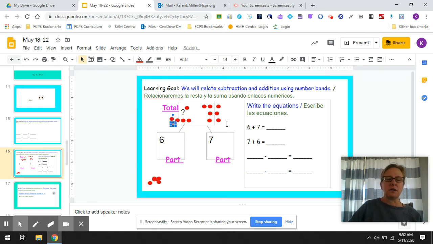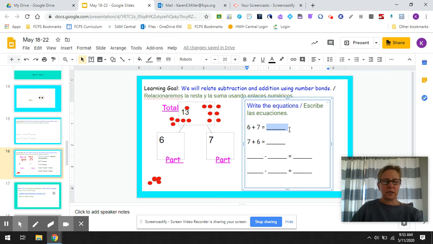7 is over here. Now I'm just going to count on: 7, 8, 9, 10, 11, 12, 13. So my unknown is 13. My total is 13. Remember, now I need my subtraction equations.